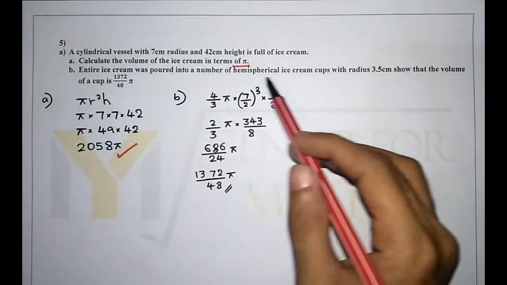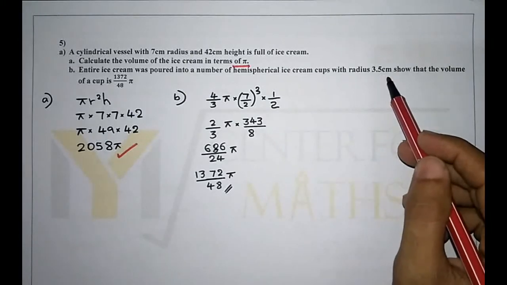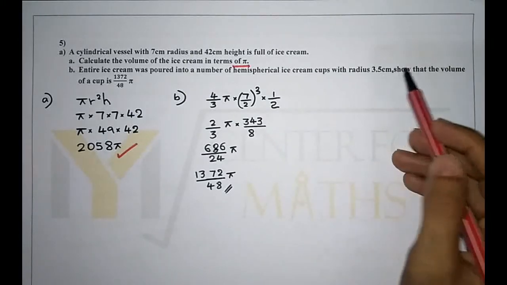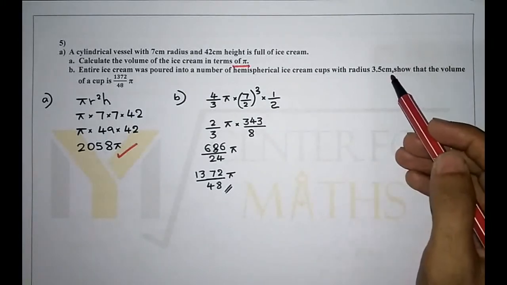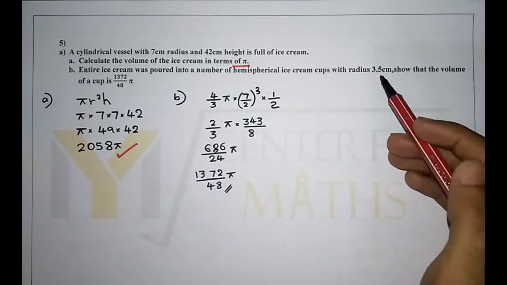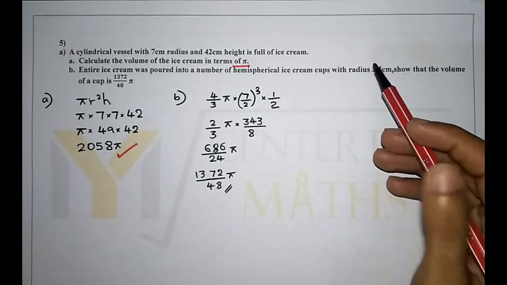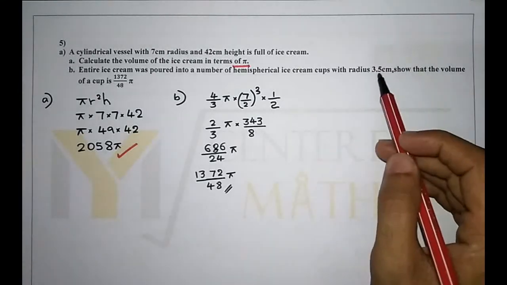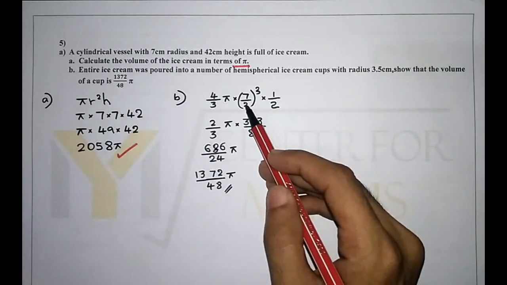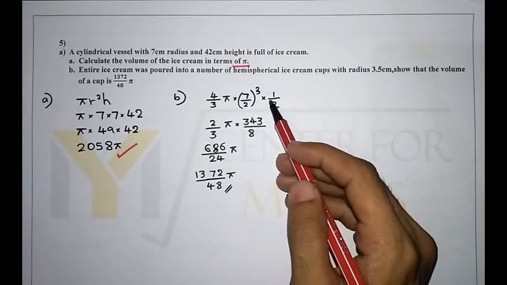The entire ice cream was poured into a number of hemispherical ice cream cups with radius 3.5 centimeters. So 3.5 centimeters means we'll go with 7 over 2. Show that the volume of one cup is 1372π over 48.5. That's easy. They have given the radius, so I mark that 7 over 2, and hemisphere means just half of that. That's the question.